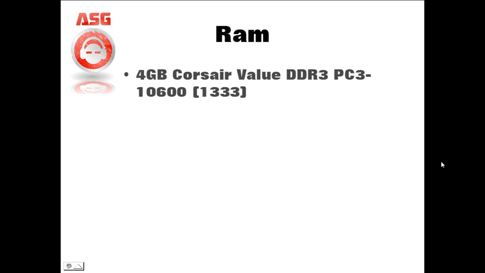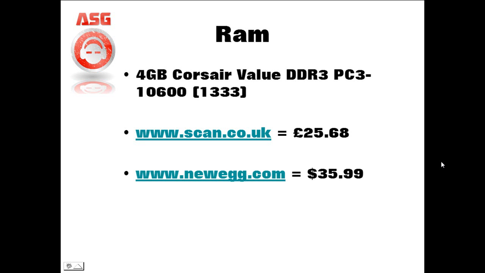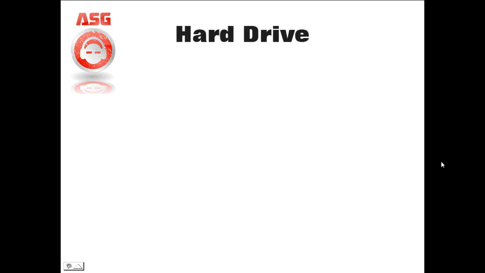Moving on to RAM, we have the 4GB Corsair Value DDR3 PC3 10600 1333. You can change that to an 8GB, but that is about 58 quid. If you have an extra bit of money to spend, get that. But for the 4GB, it's about £25.68 on scan.co.uk, and on Newegg it's about $36, which I believe is cheaper than £26, I think.